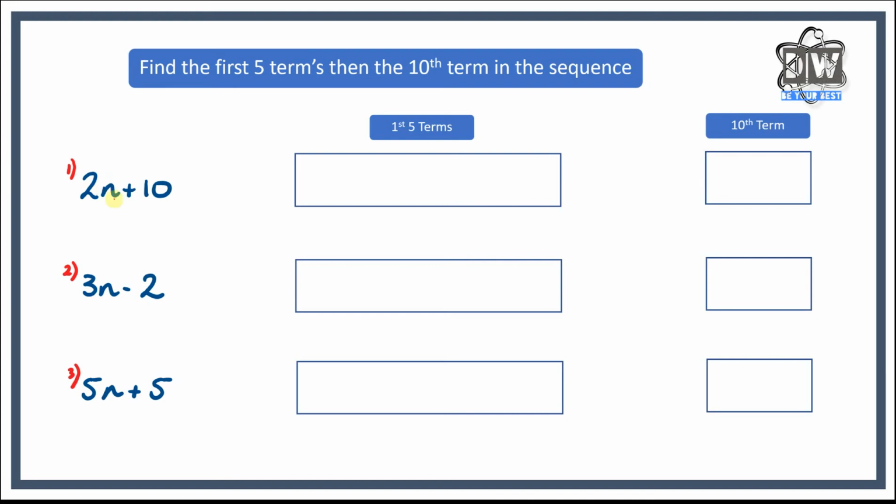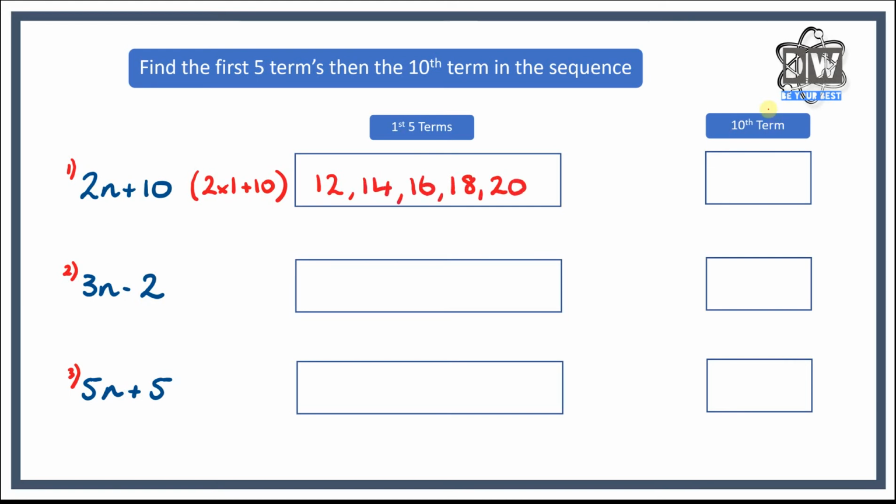I'm going to remember to take away this n and put in 1. So 2 times 1 plus 10. Well, 2 times 1 is 2, plus 10 equals 12. Now I know my term-to-term rule is plus 2, so all I need to do is add 2 each time to get my first 5 terms. So I've got 14, 16, 18, and 20.